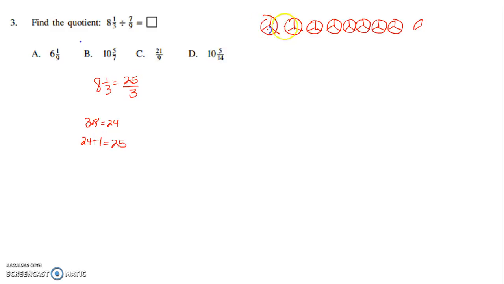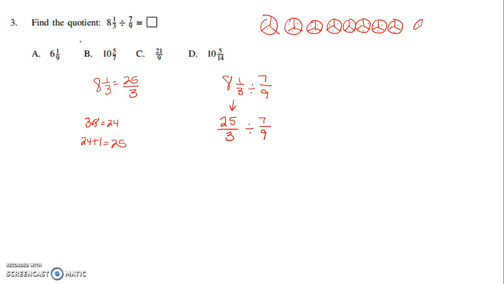Well, it's 1, 2, 3, 4, 5, 6, 7, 8, 9, 10, 11, 12, 13, 14, 15, 16, 17, 18, 19, 20, 21, 22, 23, 24. That's 25 thirds. If you want to divide a mixed number by a fraction, the first thing you have to do is rewrite your mixed number as an improper fraction. So we'll write that as 25 thirds. That way we have a fraction divided by a fraction.